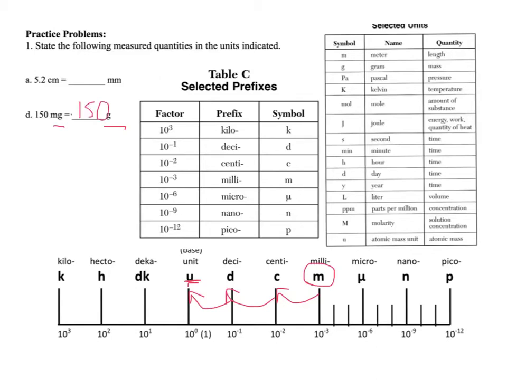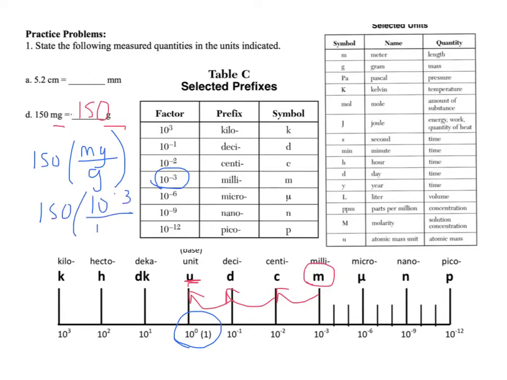0.150. Now, in order to use mathematics to do this conversion, we're going to find milli, which is 10 to the third, and we're going to find the unit. Notice the unit isn't here, but the unit is always 10 to the 0, which is the same thing as 1. So we're going to take our given number, 150, times our given unit, which is always on top, milligrams, to our desired unit on the bottom. So that's 150 times 10 to the negative 3 over 1.